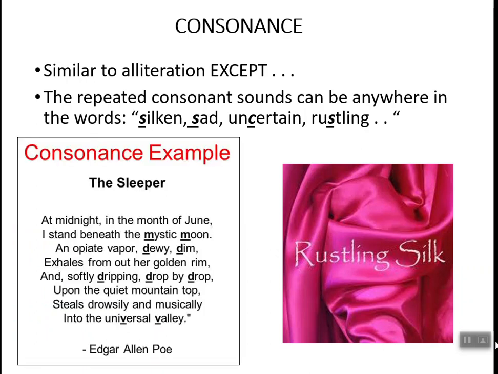Here is an example. This is by Edgar Allan Poe, an excerpt from The Sleeper. At midnight in the month of June, I stand beneath the mystic moon, an opiate vapor, dewy dim, exhales from out her golden rim, and softly dripping, drop by drop, upon the quiet mountaintop, steals drowsily and musically into the universal valley. So in a couple places here, mystic, moon, dewy, dim, dripping, drop, drop, those are examples of alliteration. Here with universal valley, we get the V's. This one is in the middle, and so therefore it is an example of consonance.